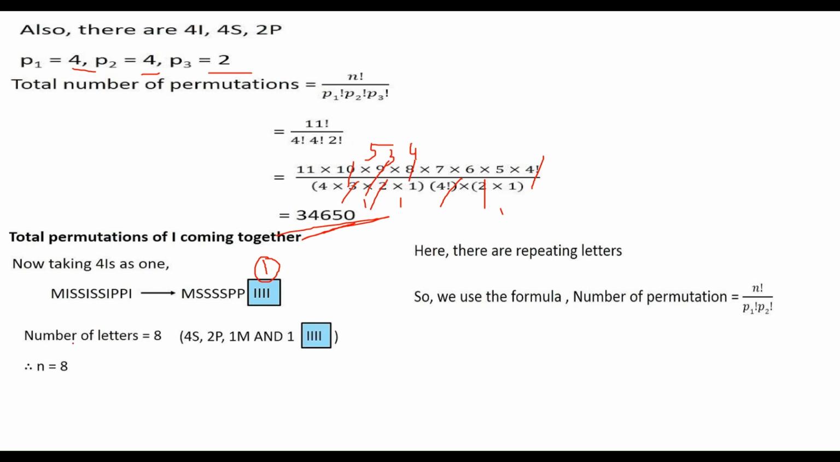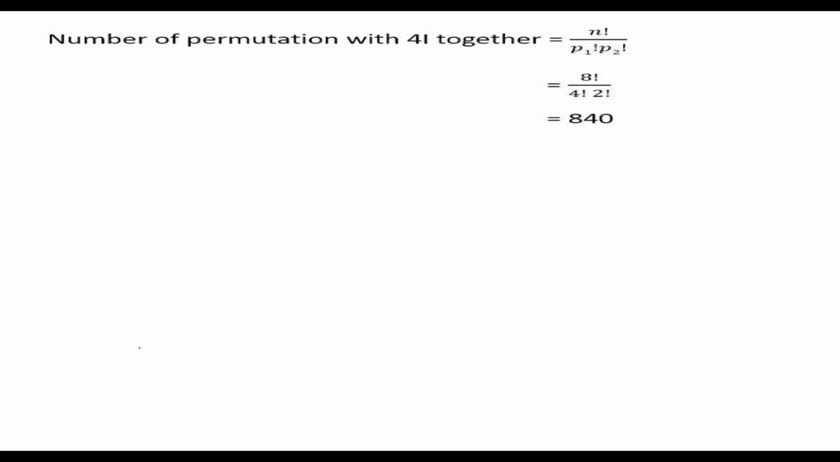So how many letters are there? 4 S's, 4 plus 2 is 6, 7, and this one is 8. So the value of n is 8, and p1 is 4, because of the 4 S's, and there are two P's, so p2 is 2. Again using the same formula, n is 8 divided by p1 which is 4 factorial and 2 factorial. After solving this, we get the answer as 840.